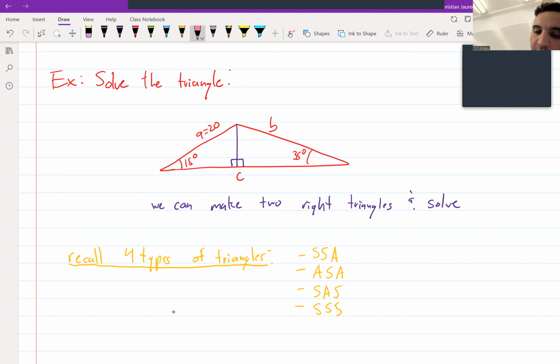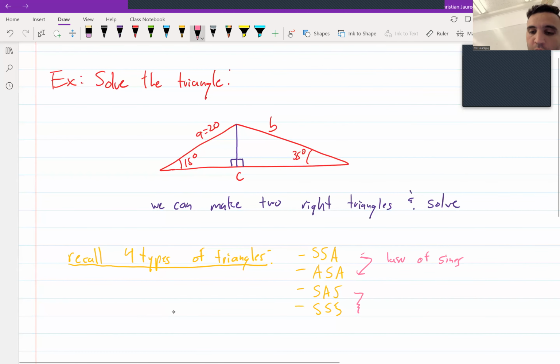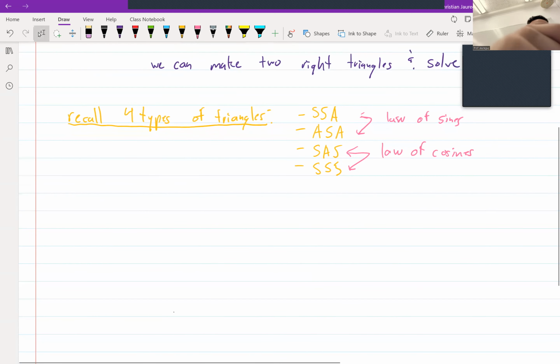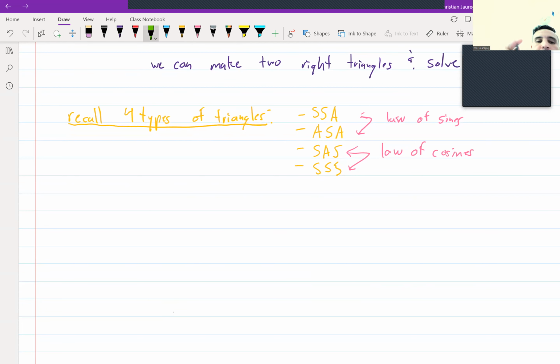It turns out that these two are the law of sines, which we're going to learn first, and later in today's lecture, we are going to do law of cosines, which will be those two. So let's talk about it. What is this law of sines that I keep talking about? Law of sines.